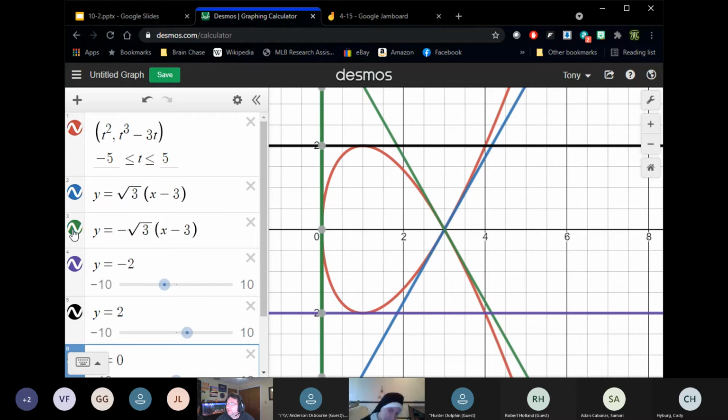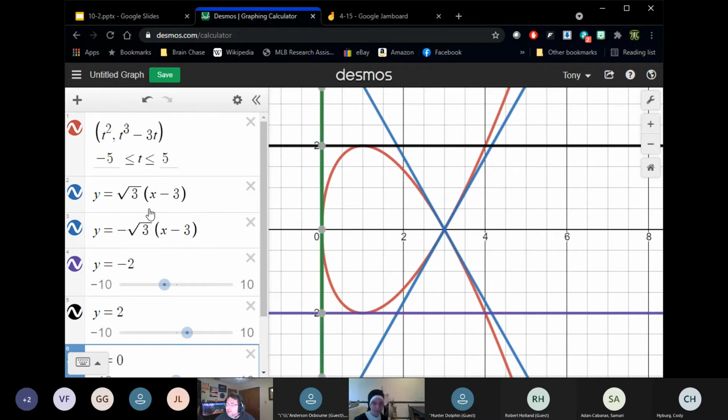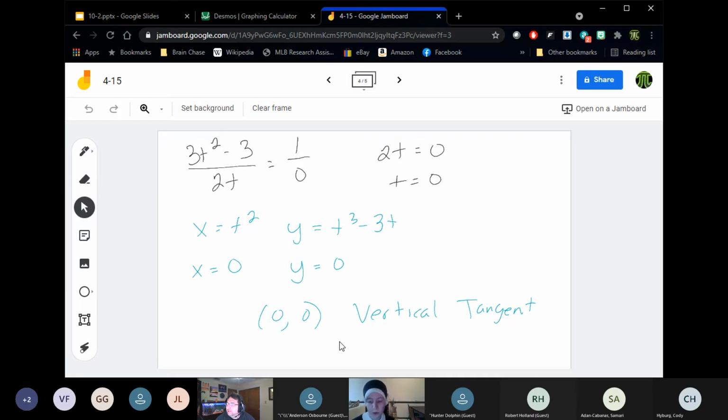And my two tangents at the point there. All right. So we've determined all the tangent lines. Yes. Could you just flip back to the board real quick? No problem.